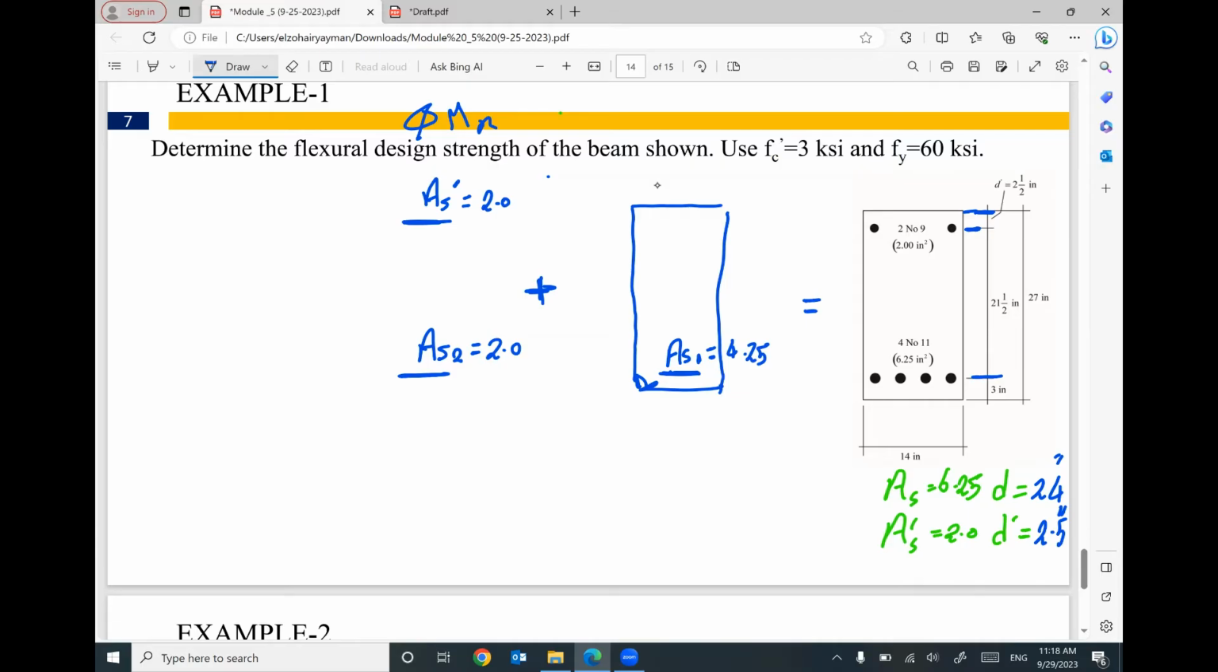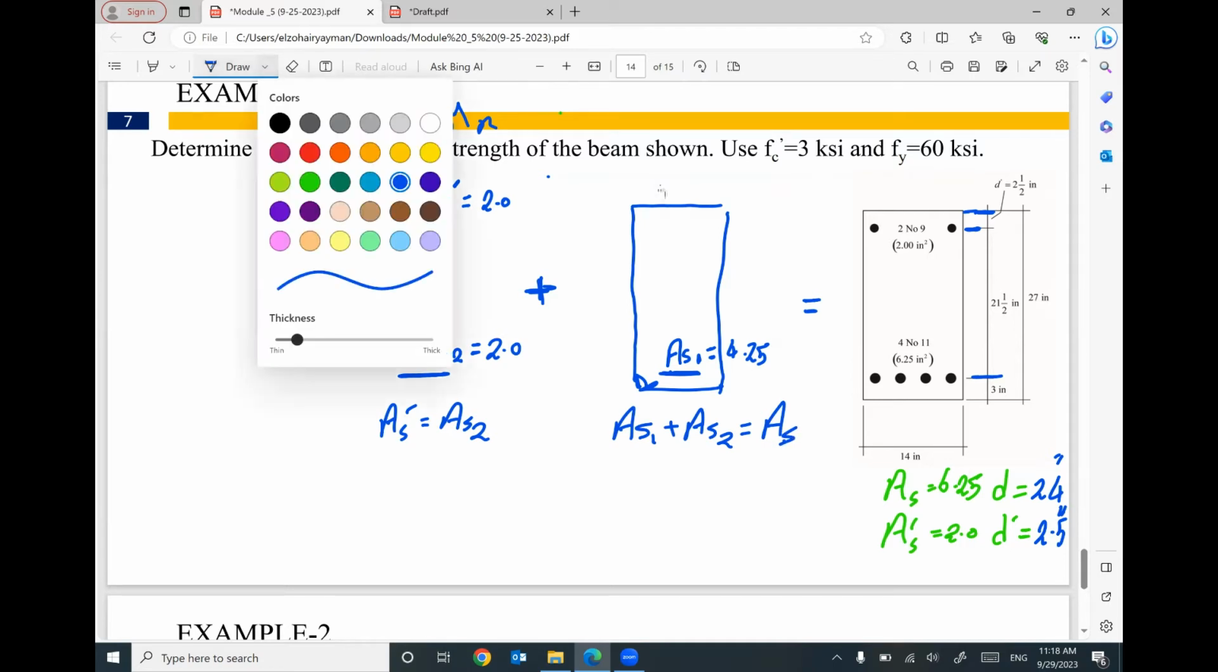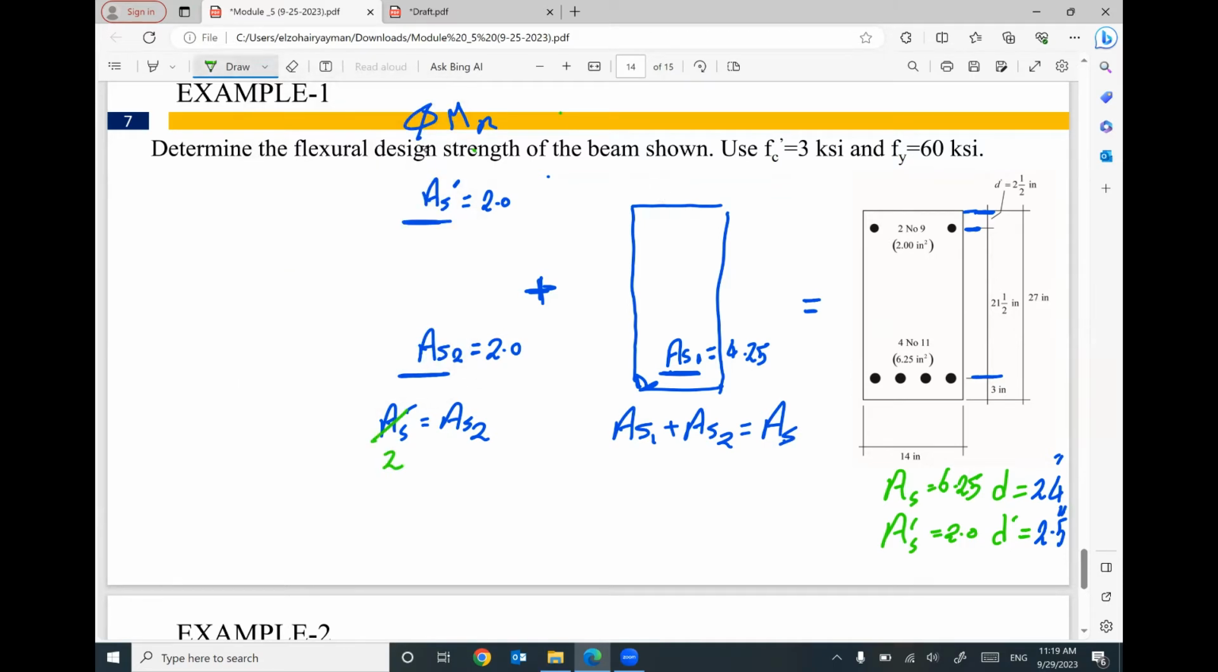We have a condition that in this part, area steel prime must equal area steel 2. And we understand that area steel 1 plus area steel 2 must equal the total area steel. So from this relationship, this one is 2, so this one will be 2. This one is 2, and this one is 6.25. Then I can say area steel 1 will be 4.25. Does that make sense? This is from the beginning. This is part number 1. This is part number 2.